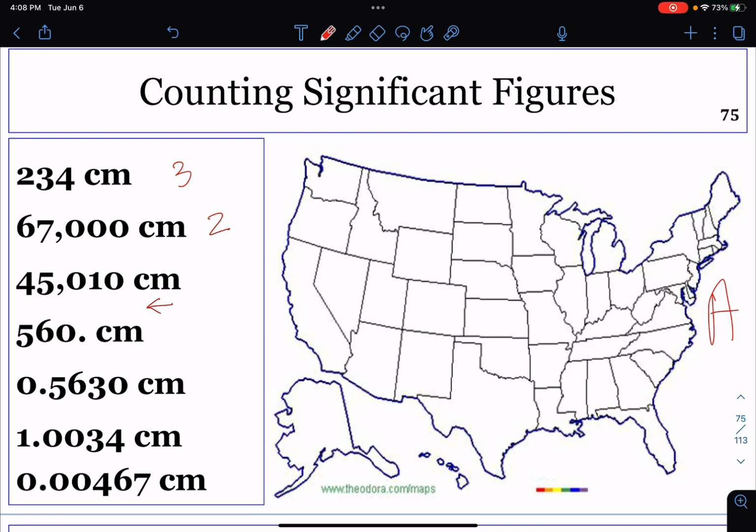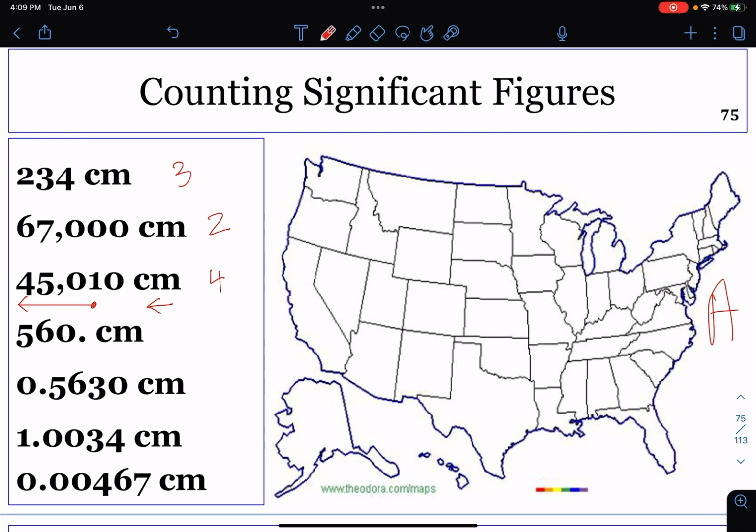Skip this first 0. The 1 is the first non-zero digit. So this number and everything else after going in the same direction are also significant. So we've got 1, 2, 3, 4. We have 4 significant figures in this value. The 0 that is sandwiched between non-zero digits is going to be significant in every number. It's just the last trailing 0 that's not significant.